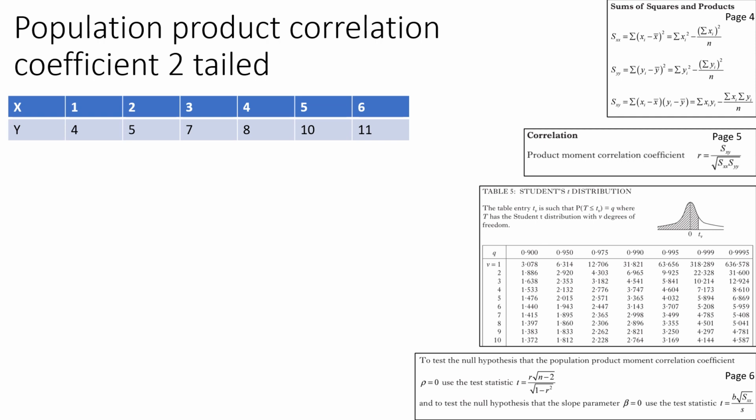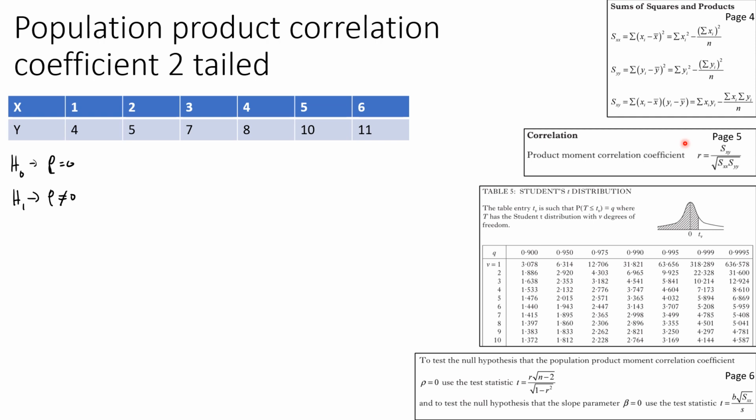Let's move on to an example now. The first thing we would do is write our hypotheses. H naught is rho is equal to 0, and H1 is rho is not equal to 0. So just like in lesson 25, where we looked at this formula and worked our way back, we need to use this formula now, and we work our way back.